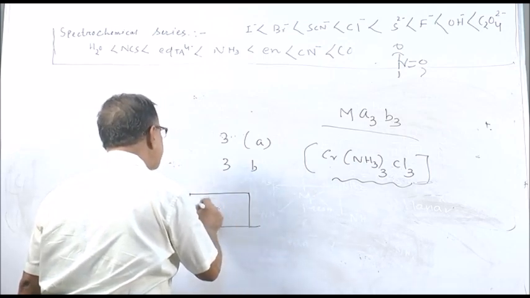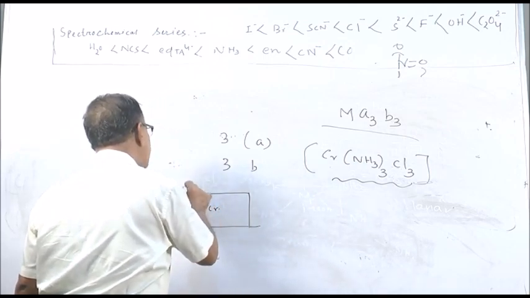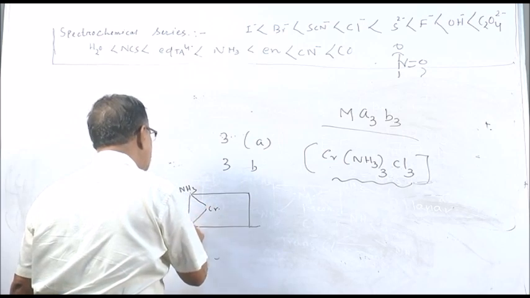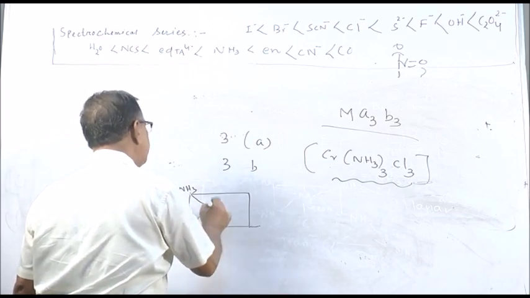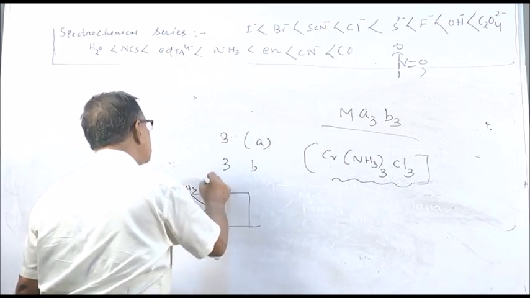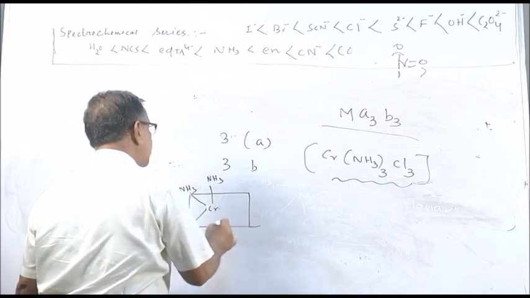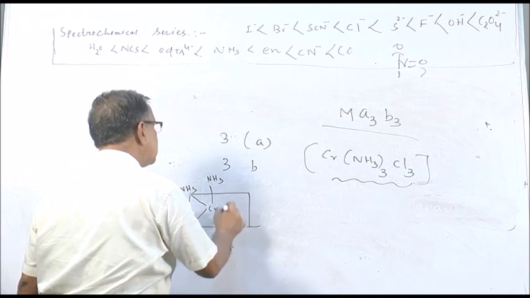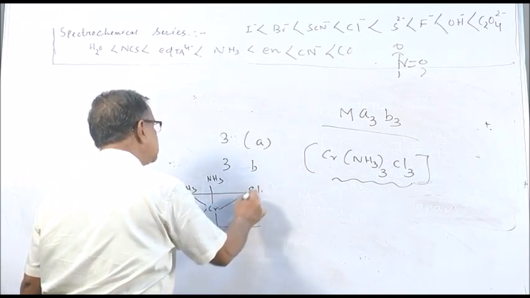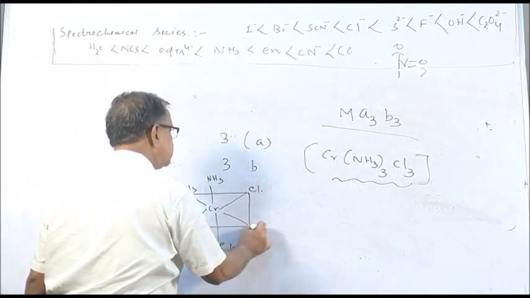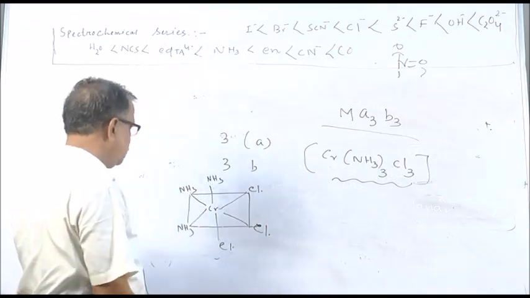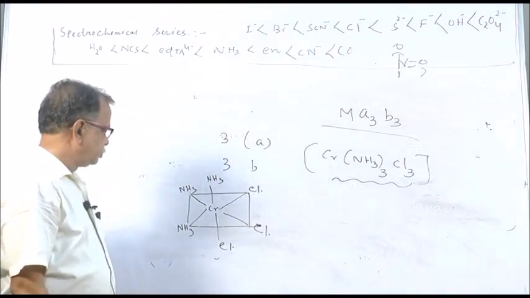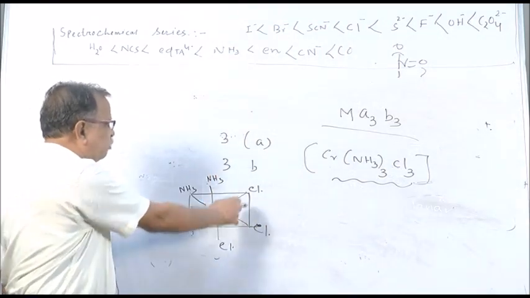Cr, NH3, NH3, NH3, Cl, Cl, Cl. This is one form: 3 ammonia on one side, 3 chlorine on the other side.